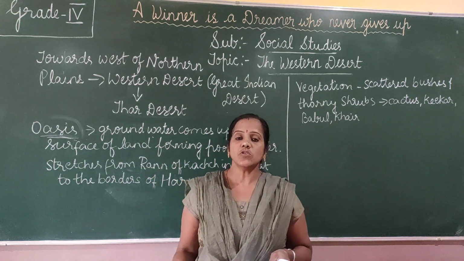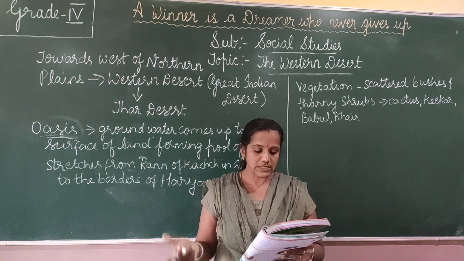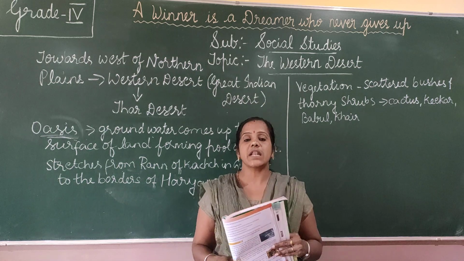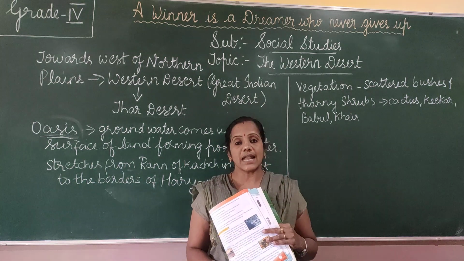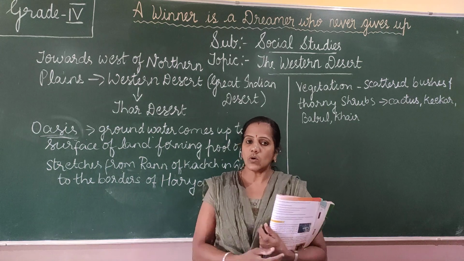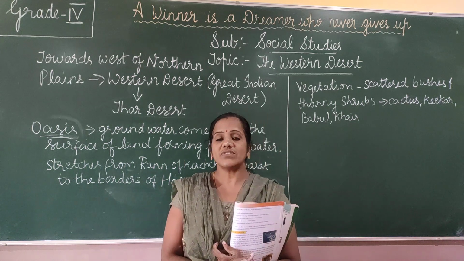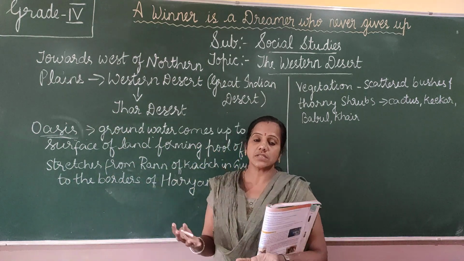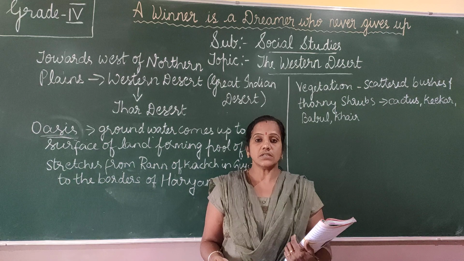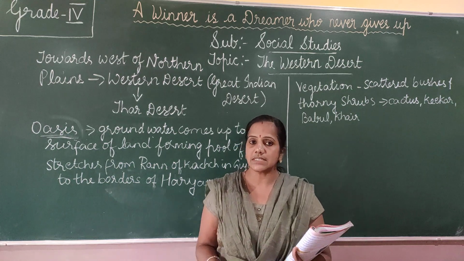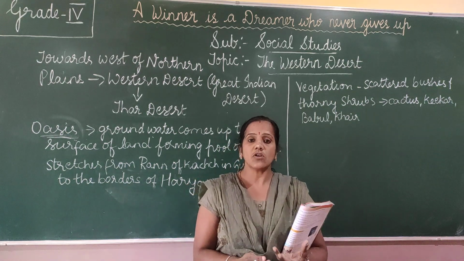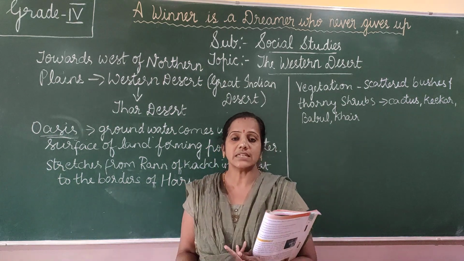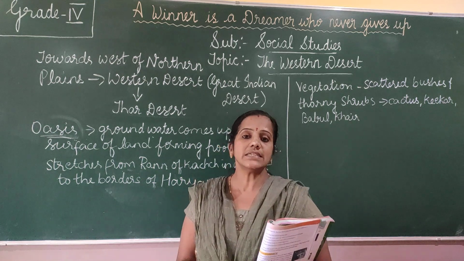Because most of the villages are situated near the oasis, people can grow crops. They grow crops like jowar, bajra, gram and maize around the oasis. Most of the villages are situated near the oasis because they get water. So the oasis is the place where we get water in the desert region. The desert is barren land and it is not fertile because there is less rainfall and little vegetation.